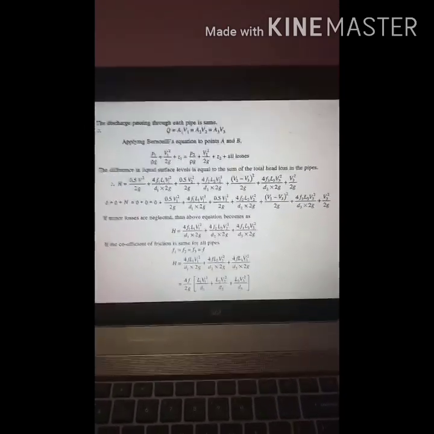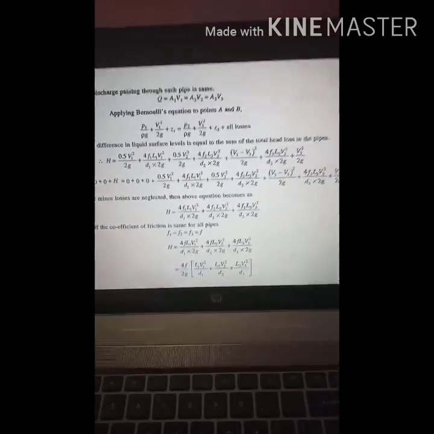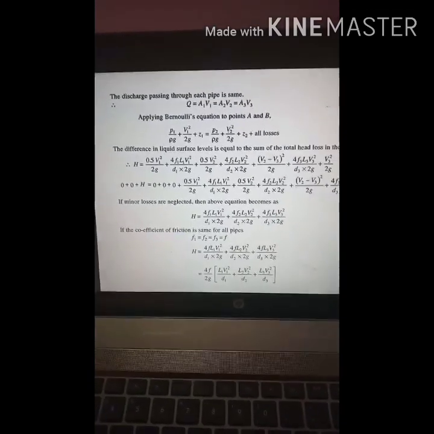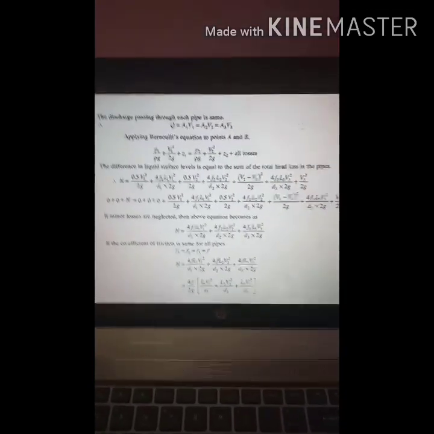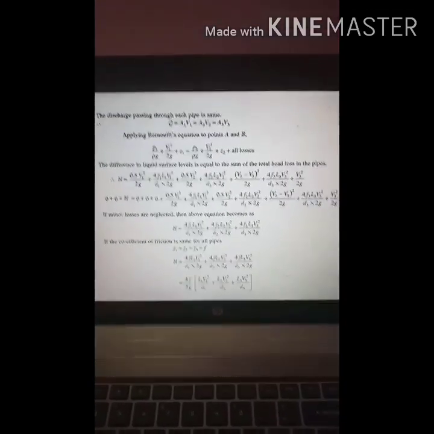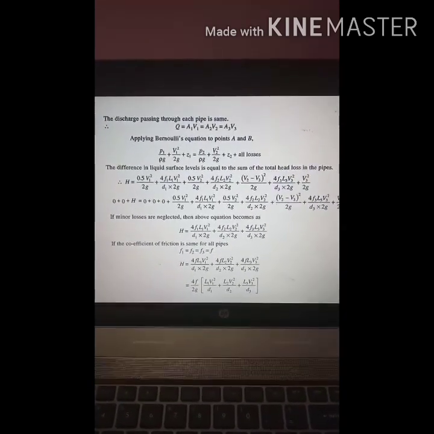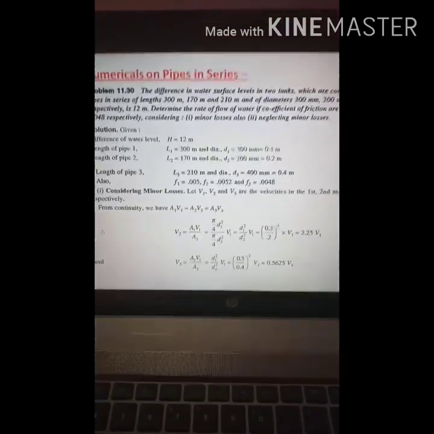Okay, and that is a famous equation called Dupuit's equation, of this form. So you have to derive this equation if you have been asked to obtain the Dupuit's equation expression. Now let us see a numerical based on these pipes in series.